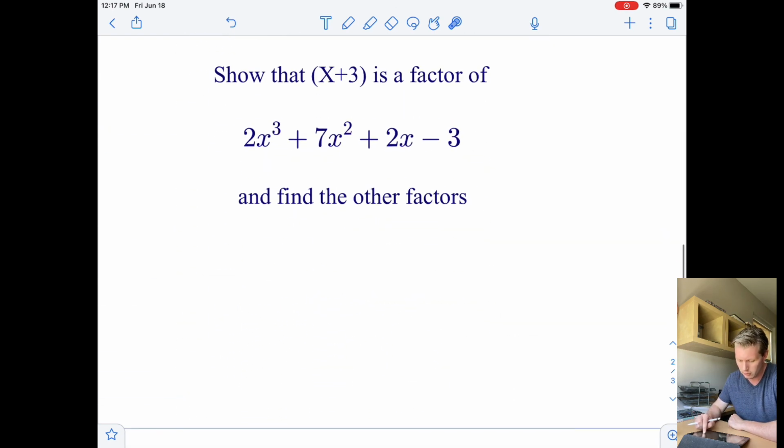I'm going to ask you to try this problem. Very similar, just essentially different numbers. Show that x plus 3 is a factor of this cubic polynomial and find the other factors. Again, it's degree 3, cubic, so there will be 3 factors. You have to verify that x plus 3 is one of those factors and then find the other 2. So I'll leave that to you.